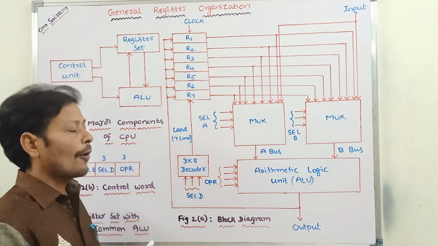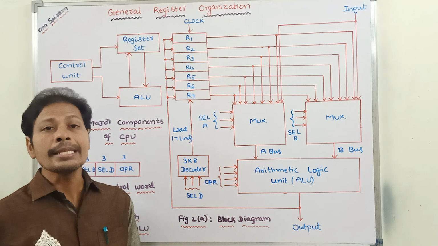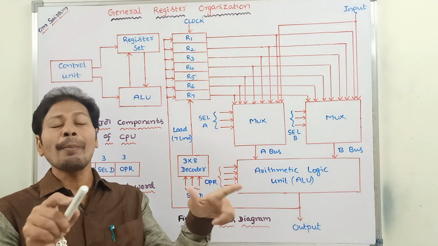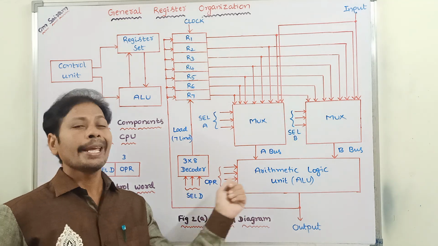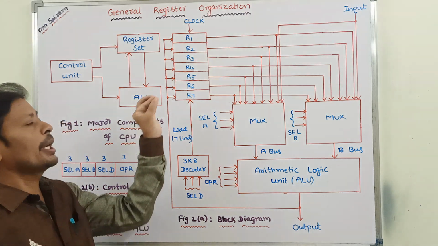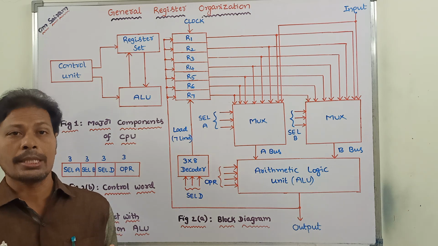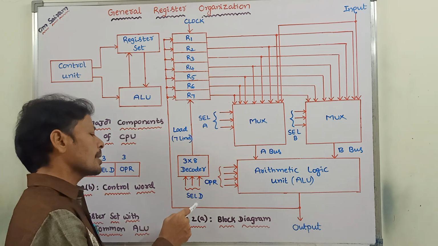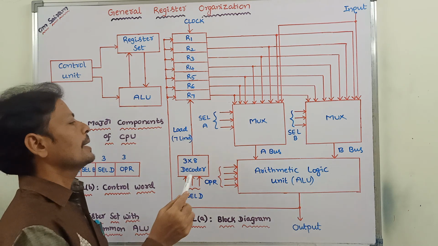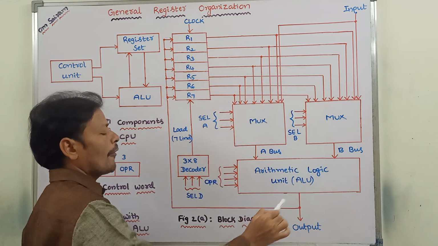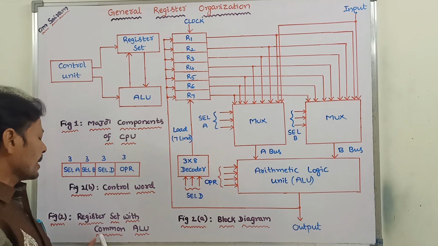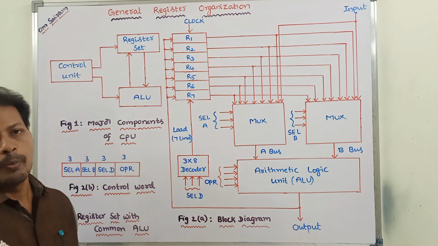Next one, the OPR field determines what operation we have to perform among the 14 micro operations. The selection inputs of D determine the destination register. That means after performing the operation through the ALU, whatever result we are getting is loaded into the destination register. That destination register is selected by select D. Okay, so this is the simple description of how a register set is connected with the ALU.